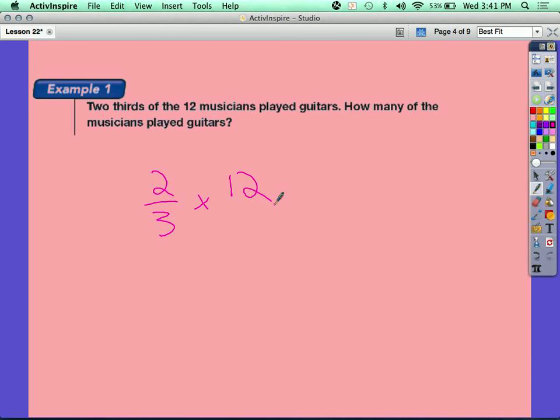The first thing we're going to do, we're going to multiply by the top. So we're going to go 12 times 2, give me 24. And then we're going to divide by the bottom. 24 divided by 3 is 8. So, how many musicians play guitars? 8 musicians.